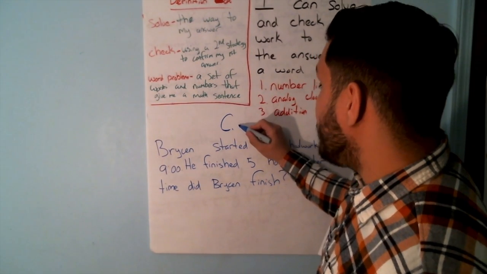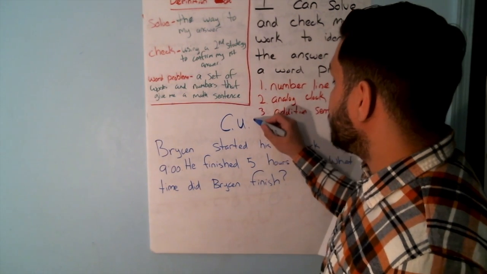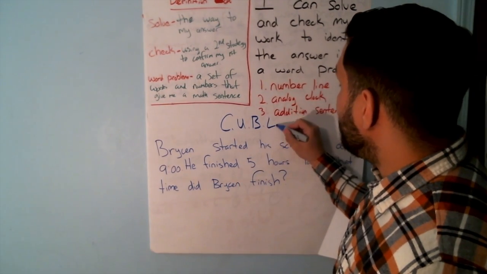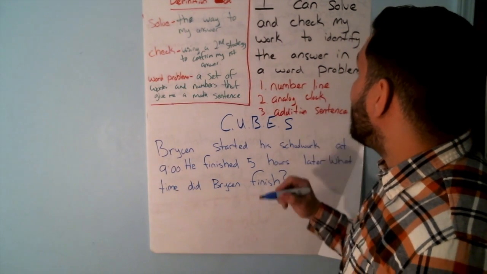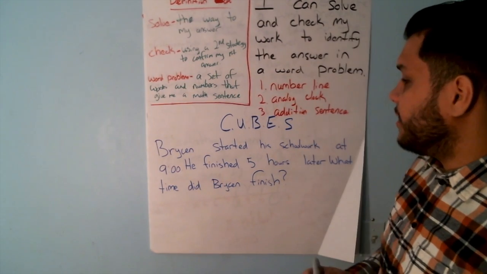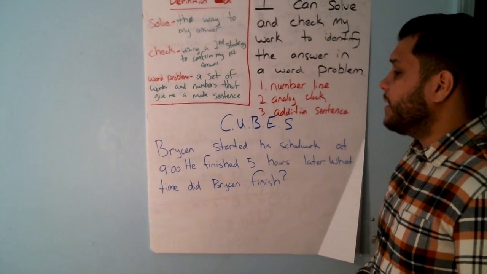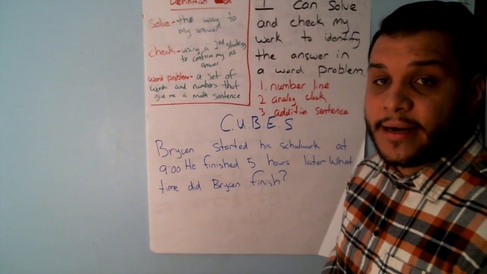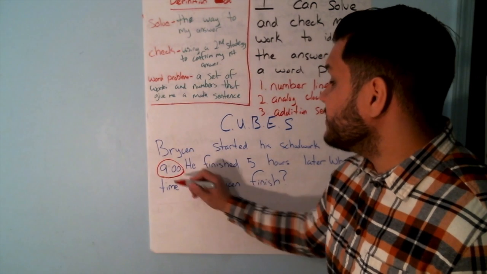C, circle the, yes. U, underline the, that's right. B, box in the, E, I am going to, and S, I'll give you that one because it's our day to learn it, is solve and check. Let's get started. We're going to start with C, circle the key numbers. Bryson started his schoolwork at 9 o'clock. Any key numbers there? Yes, 9 o'clock is a key number.